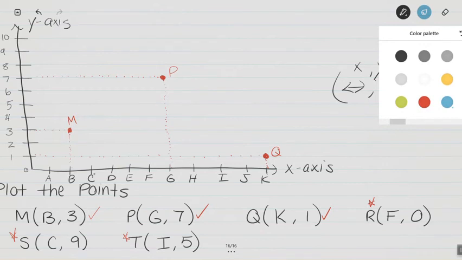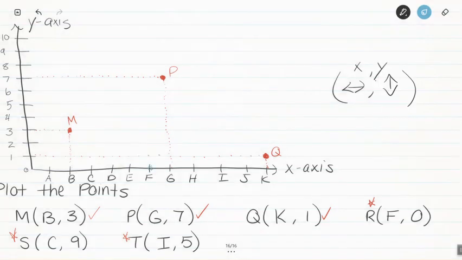So for point R, I have to go to F, and then F and 0. So I actually don't go anywhere. It just stays on that line. So there's point R. For S, I need to go to C and then up to 9. So here's C, and I'm going to go up to 9. You can see it intersects with the 9. So there's point S. And then I need to do point T, which is I and 5. I'm going to go across to I, and then I'm going to follow it up to 5. Put a dot. You can see that it intersects with the 5, which is T.